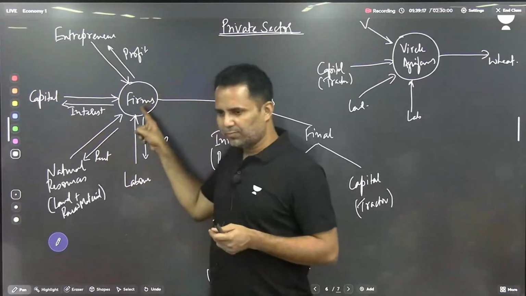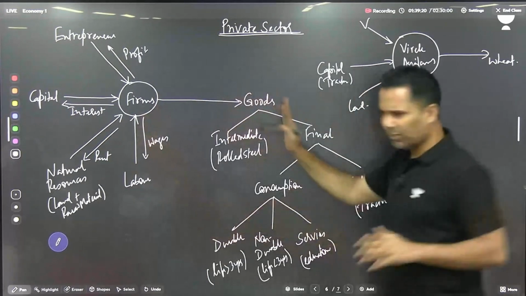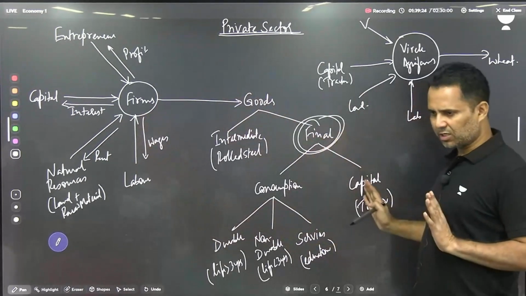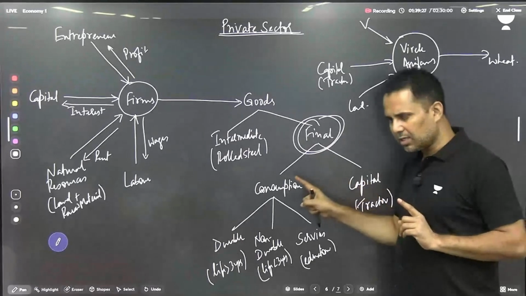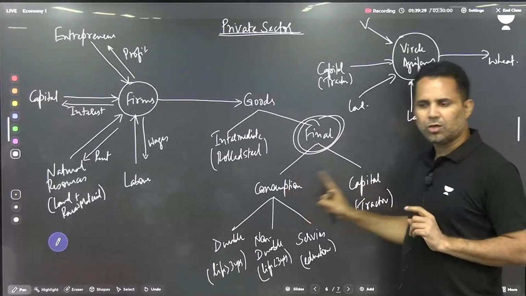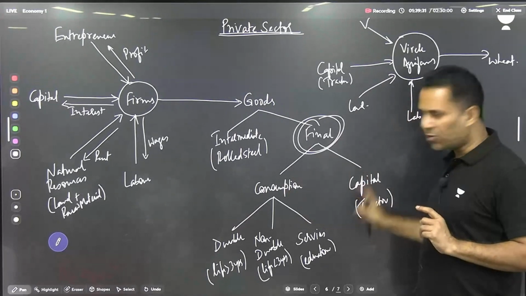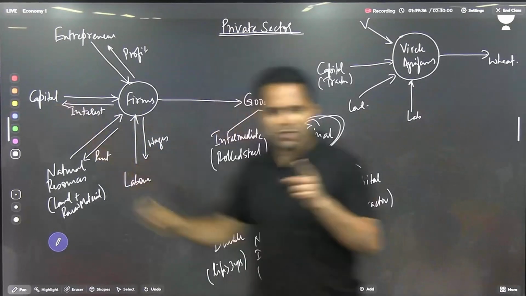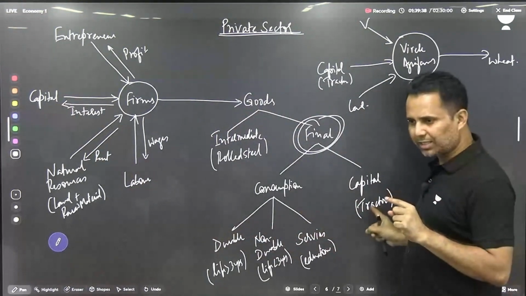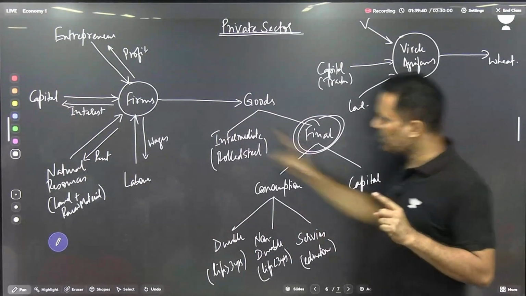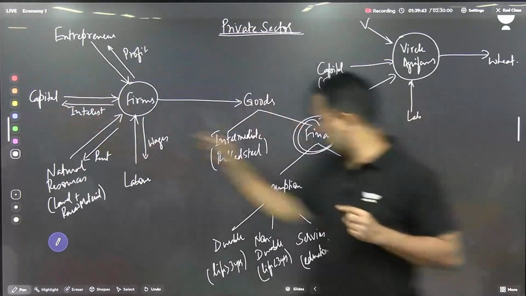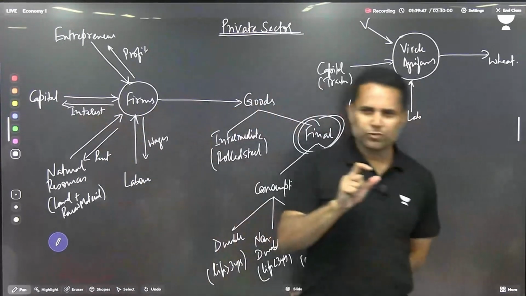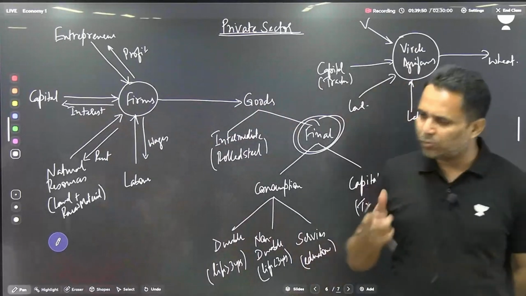If a company is... see, now forget about this. We should focus on this final. Final goods are of two types: consumption or capital. Either a company is producing consumption goods or capital goods. For both, they require capital goods. The capital means capital goods. So if a company is producing capital goods, tractors, will that company require capital? Yes. If a company is producing consumption goods, will it require capital? Yes. So either production of consumption goods or capital goods, both require capital.